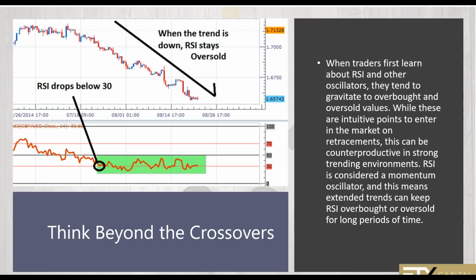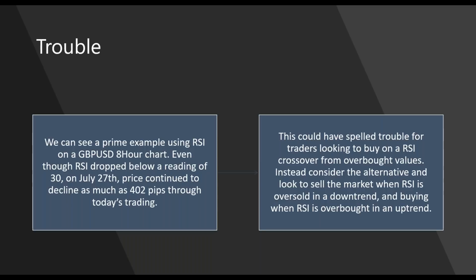When traders first learn about RSI and other indicators, they tend to gravitate to overbought and oversold values. While these are intuitive points to enter the market on retracements, this can be counterproductive in strong trending environments. RSI is considered a momentum oscillator, and this means extended periods can keep RSI overbought or oversold for long periods of time. So we can see a prime example using RSI on the pound 8-hour chart: even though RSI dropped below a reading of 30 on July 27th, prices continued to decline as much as 402 pips.